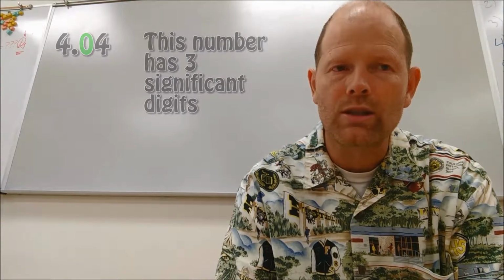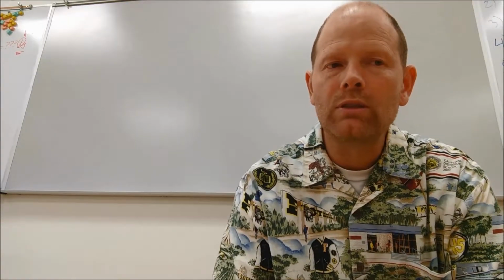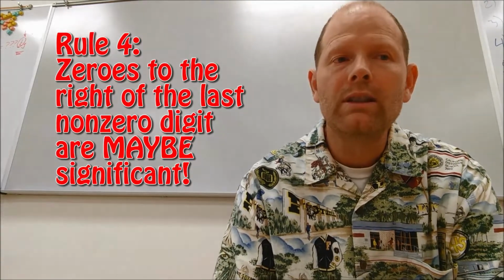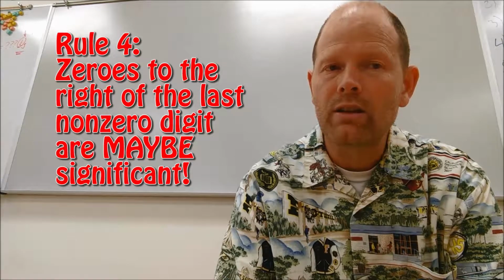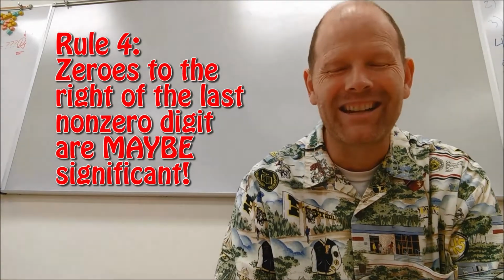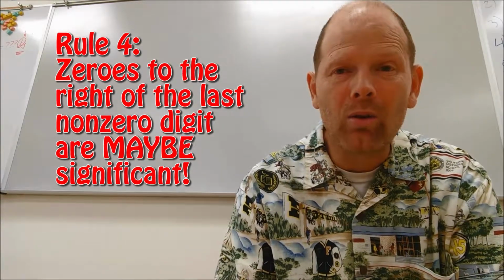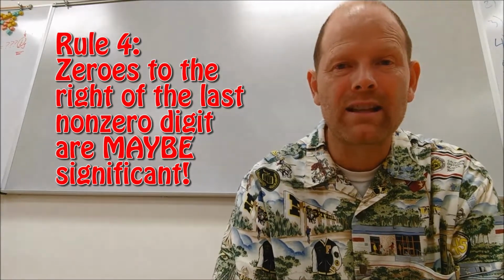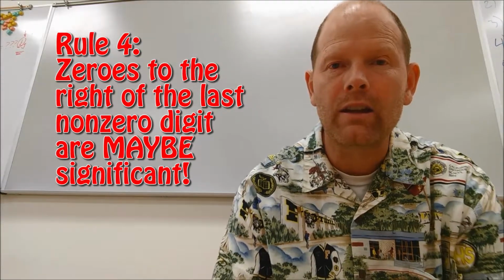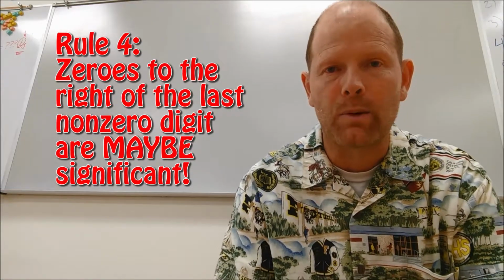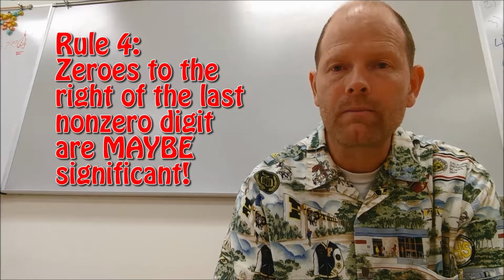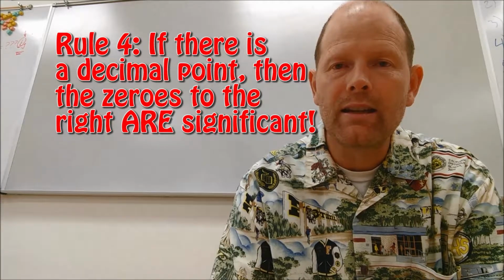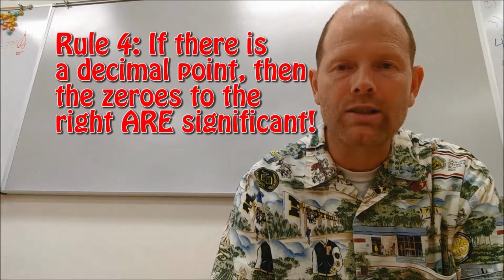all those situations. The last rule, the fourth rule: zeros to the right of the last non-zero digit are maybe significant. And how do we know if they're to the right of the last non-zero digit? How do we know if they're significant? You have to look for the decimal point. So the decimal point can be anywhere in the number, and it will indicate that the zeros are significant.